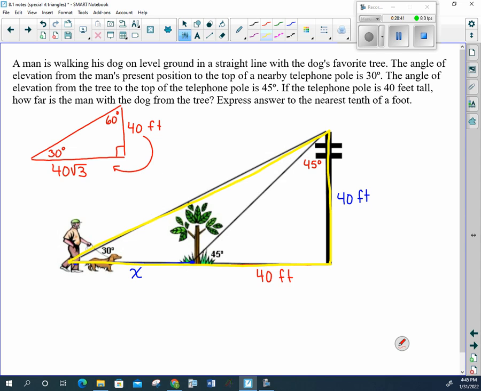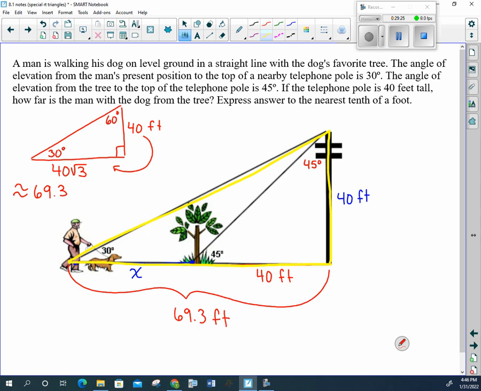Okay, so let's just figure out what 40 square root of 3 is as a decimal. That's about 69.28. And we're supposed to go to the nearest tenth. So we'll say 69.3. So we're saying from here to here is 69.3 feet.